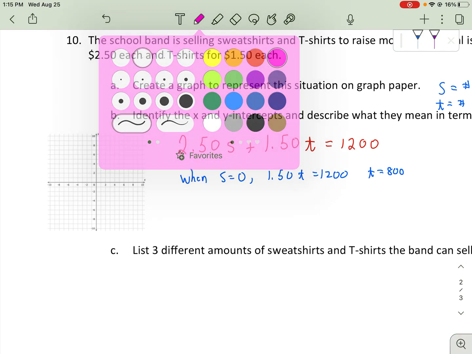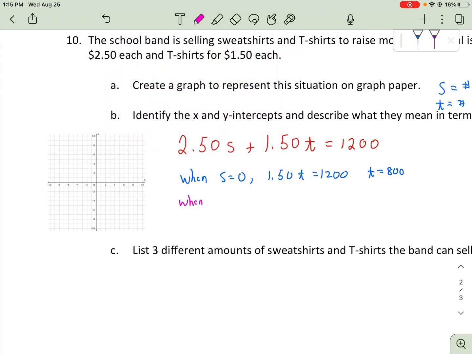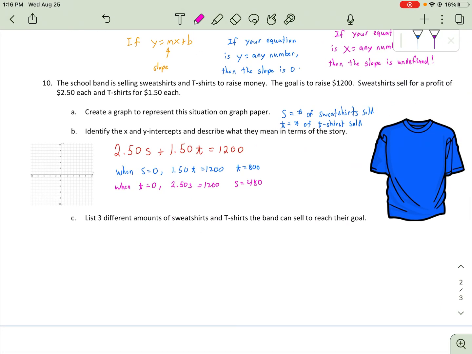And then we can do when t equals 0, and that's 2.50s equals 1,200. So divide both sides by 2.50, and you get 480. So s equals 480. Both of these answers for the x and y intercepts, in terms of the story, are how many of each you would have to sell if you sold none of the other, because see how we plugged in 0 for both of those? So if we sold 0 sweatshirts, we need to sell 800 t-shirts to raise $1,200.